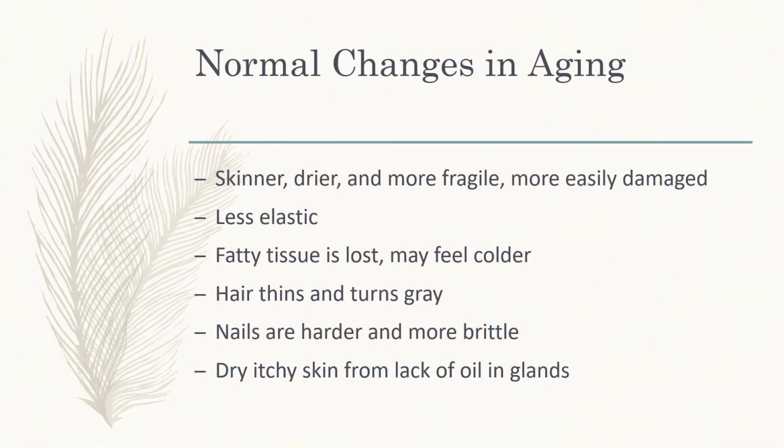Normal changes in aging for the integumentary system. Your skin gets drier, thinner, more fragile, easy to damage, and less elastic. Your fatty tissue is lost, you can feel colder, and your hair thins and turns gray. Nails get harder, but they're more brittle, and your skin starts to get dry and itchy from the lack of oil in those glands. Now, pay attention to where it says it's more easily damaged.